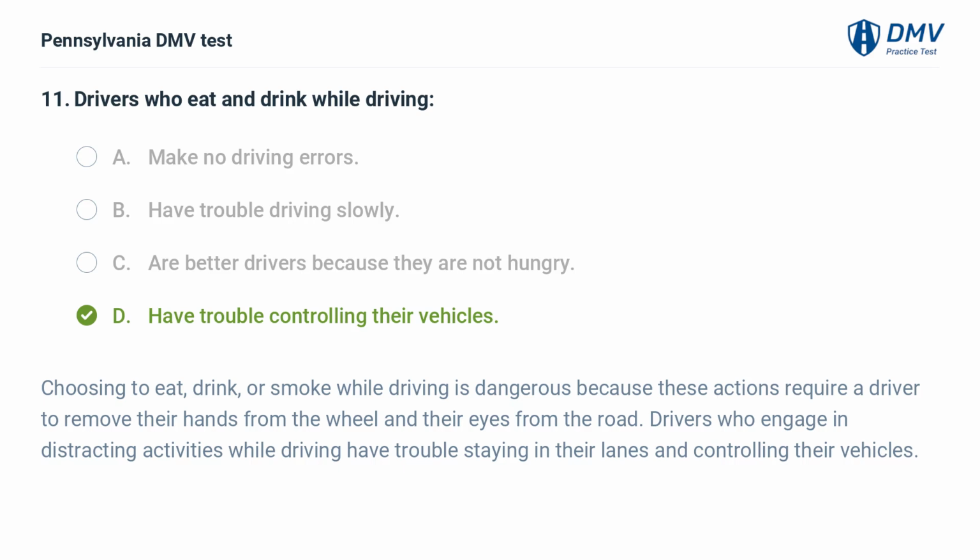Choosing to eat, drink, or smoke while driving is dangerous because these actions require a driver to remove their hands from the wheel and their eyes from the road. Drivers who engage in distracting activities while driving have trouble staying in their lanes and controlling their vehicles.